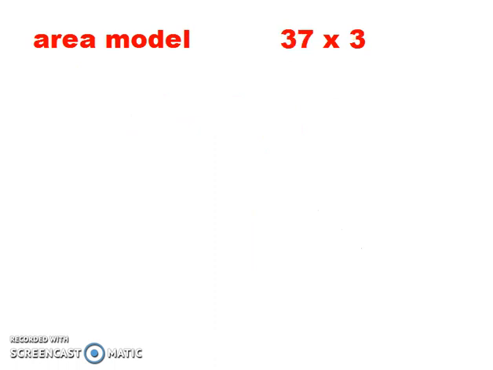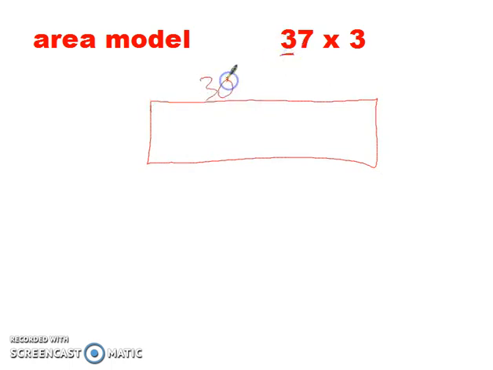Let's try another area one. Start with the rectangle. The 3 is in the 10 spot, so it's really worth 30. The 7's in the 1, so it's really worth 7. Get a plus sign in there. 30 should be a lot bigger than 7. I'm going to go about right there. And down here I'm going to have times 3.